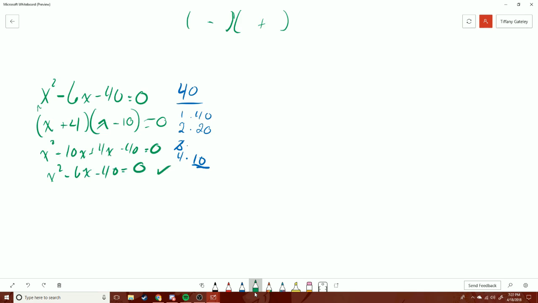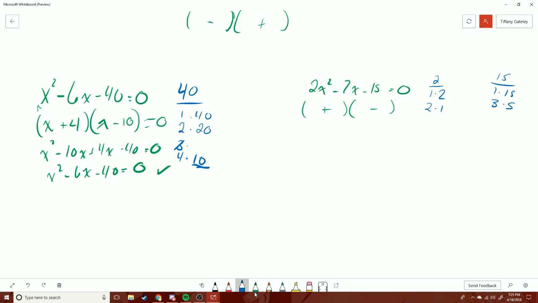Alright, so our next example is 2x squared minus 7x minus 15 equals 0. So you have your two parentheses here, plus and minus. Alright, now let's list our factors of 2. So you have 1 times 2 and 2 times 1. And let's list our factors of 15. 1 times 15, 3 times 5.